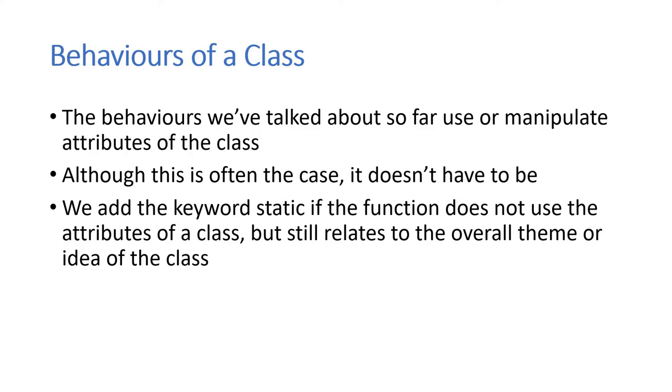For the behaviors we have talked about so far, they have manipulated or used attributes of a class. findArea used the triangle base and height, and calculateTriangleType used the side lengths of the triangle. Although functions inside the class, or behaviors, often use a class's properties, they don't have to. We add the keyword static if the function doesn't use the properties of the class but still relates to the overall theme or idea of the class. We will dive into the keyword static later in this chapter. Now that we understand classes conceptually, we can connect these blueprints to the execution of our program.